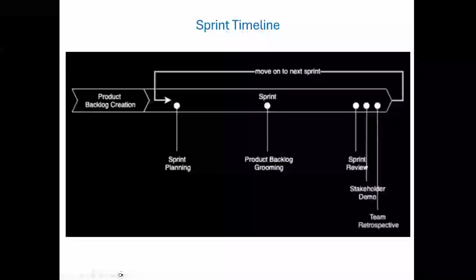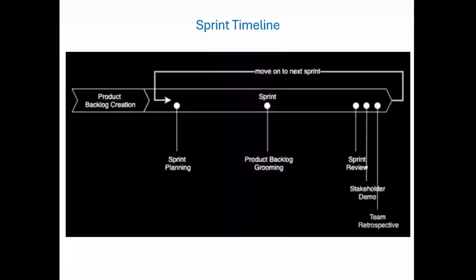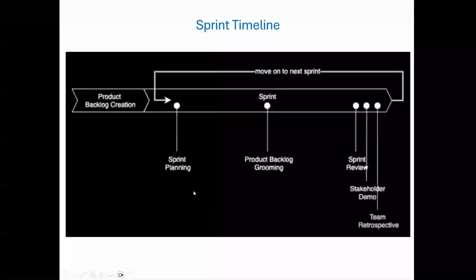Okay. So let's take a closer look at how all major Scrum events fit together in a typical sprint cycle. This diagram gives us a nice overview from start to finish and then back again as the process repeats. We begin on the left with the product backlog creation. This is where the product owner collects all potential work items, features, bug fixes, improvements, anything that might be valuable for the product. Think of this as a master to-do list for the entire project.